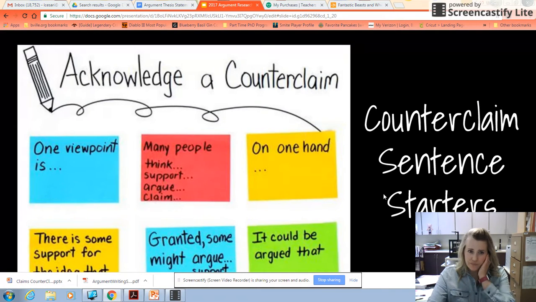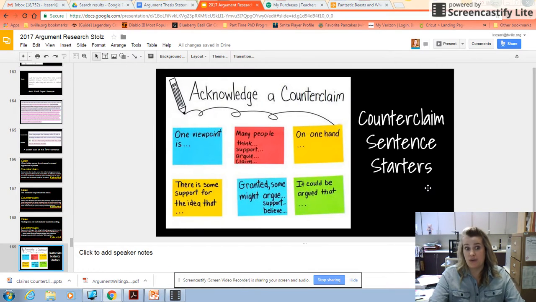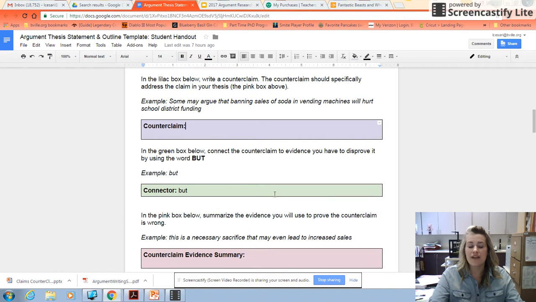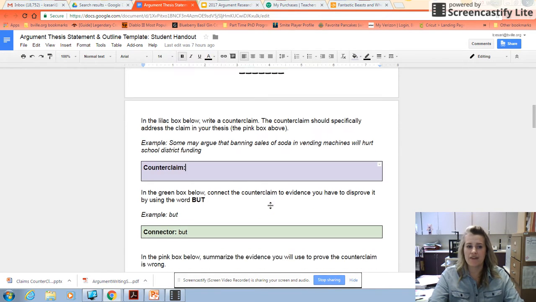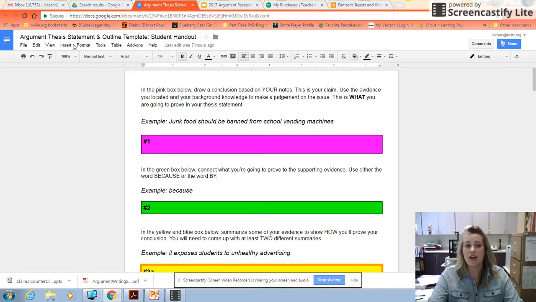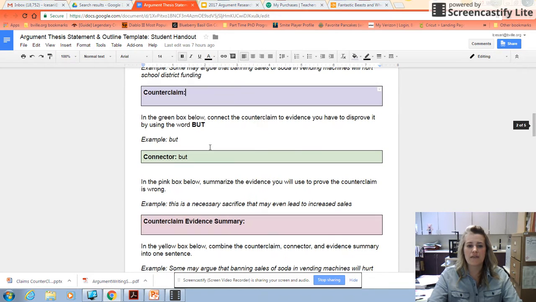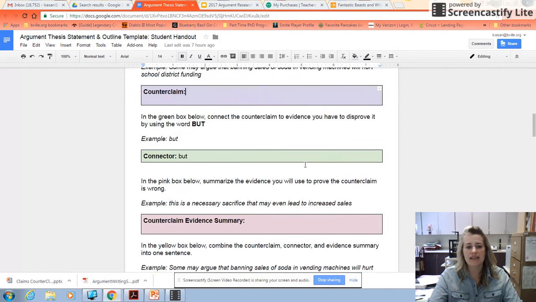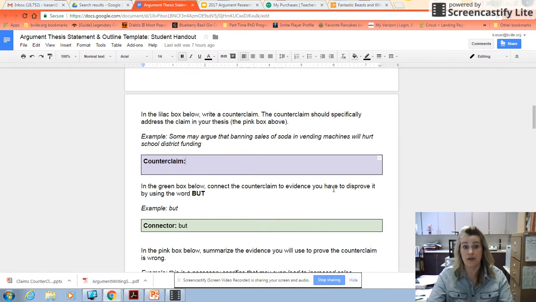So you are going to do your counterclaim and rebuttal right now. You have in front of you, or you should have in front of you, this argument, thesis, statement, and outline. The top of it looks like this. And if you scroll down, you'll see this pale lilac, pale green, and pale pink box. And we're going to use these boxes to craft your counterclaim.